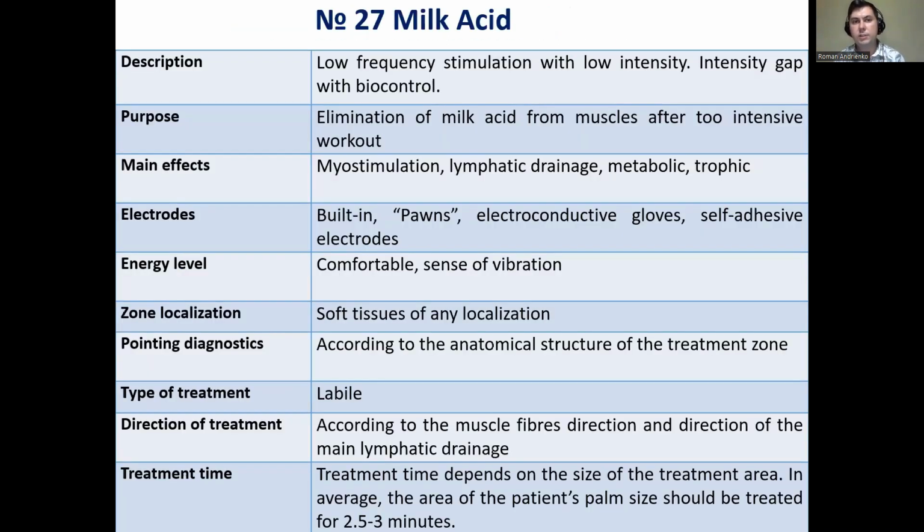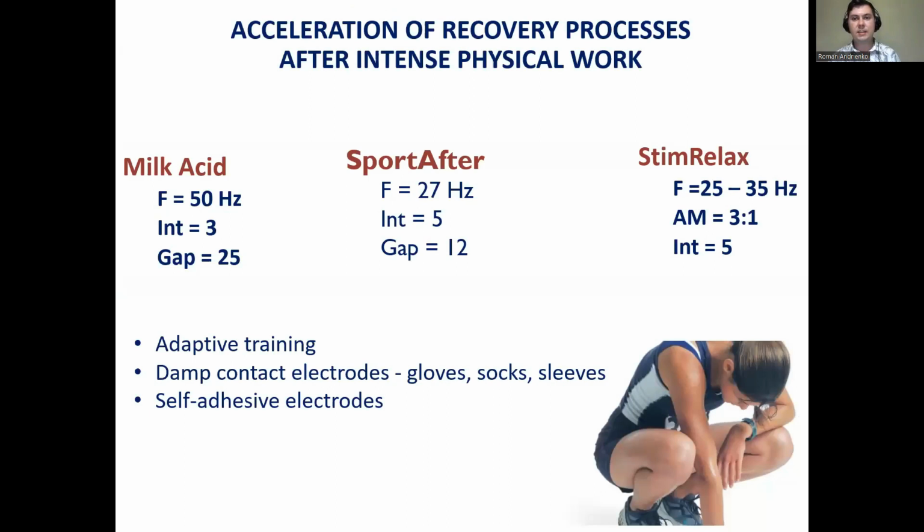going a little bit forward, we have the preset number 27, which is called the milk acid, and which is aimed at elimination of milk acid from your muscles after intensive workout. It is aimed at soft tissues. And again, we have pretty much the same directions of treatment, yet another wonderful effect.